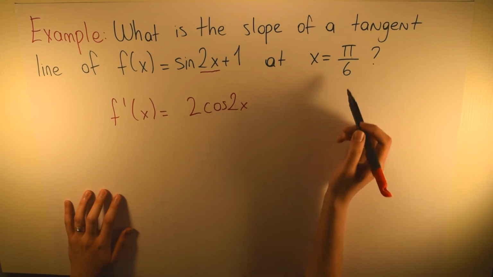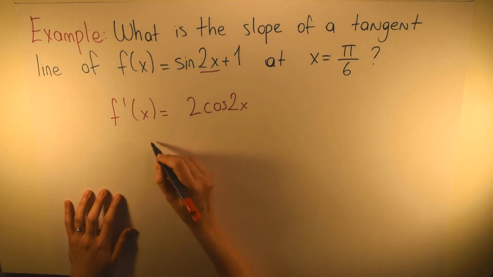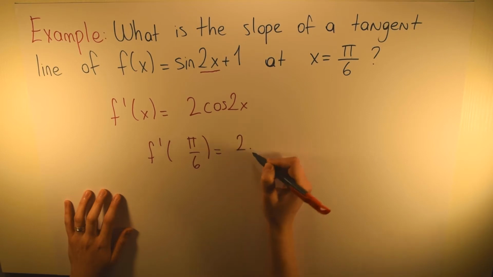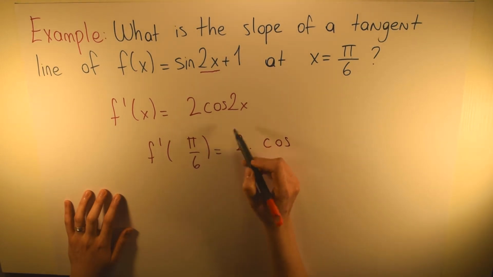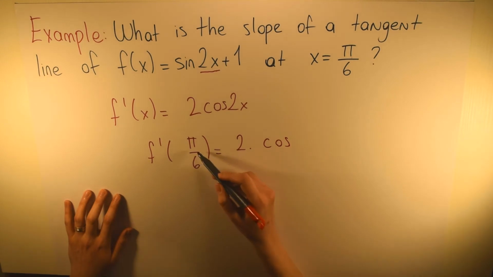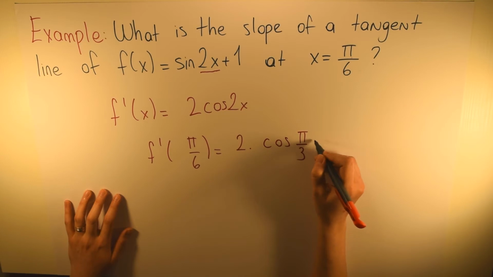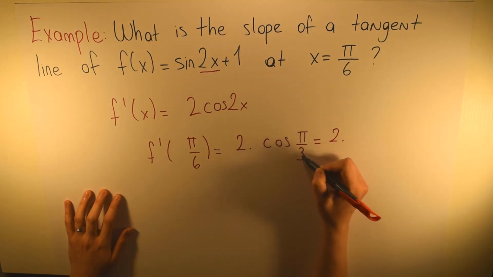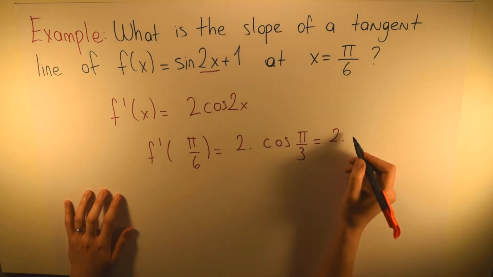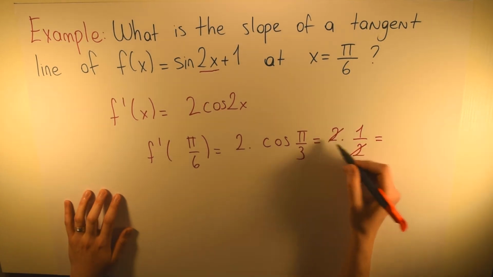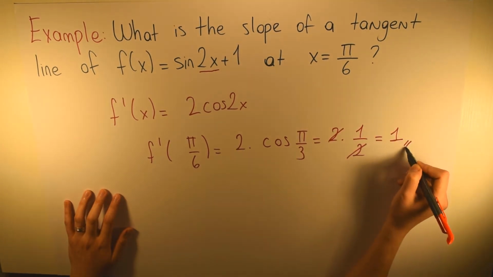Now I can put this value instead of x. The derivative at pi over 6 is equal to 2 times cosine 2x. So it is 2 pi over 6, which is equal to pi over 3, and this is all equal to 2 times, so this is 180 over 3, it is 60, so cosine 60 is equal to 1 over 2. When we simplify these two, we will get our answer as 1.